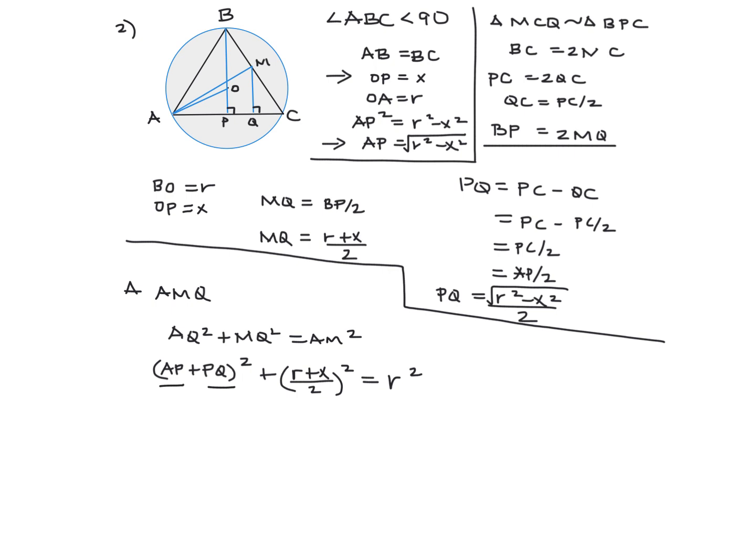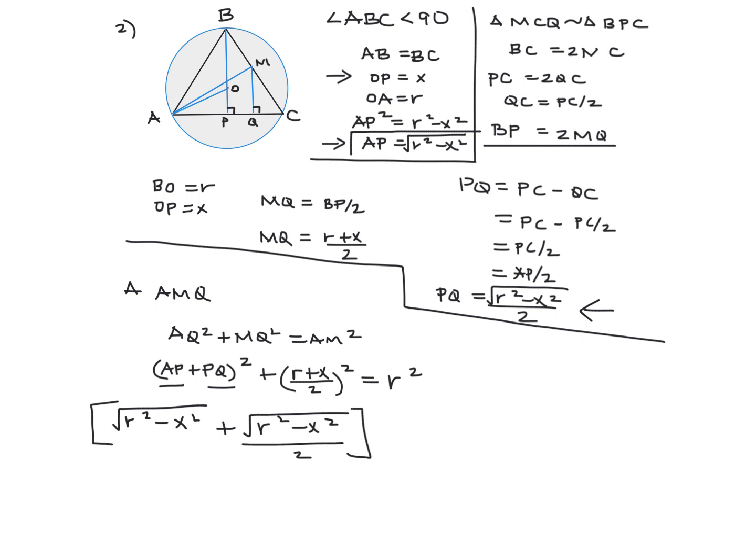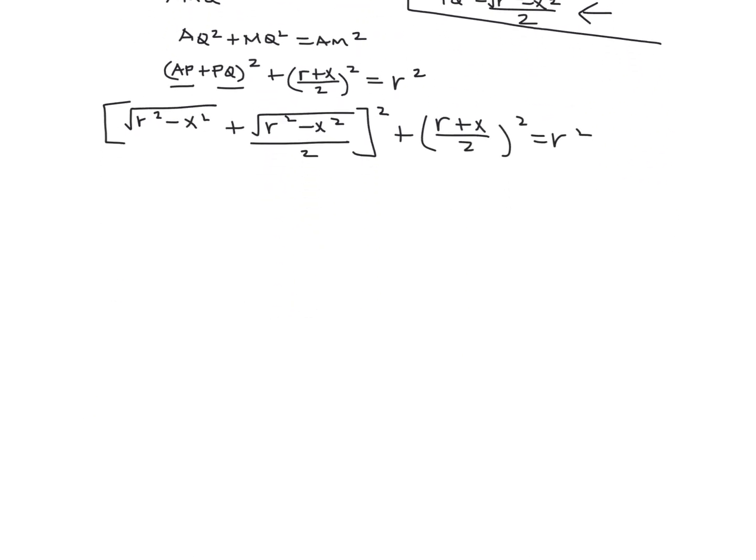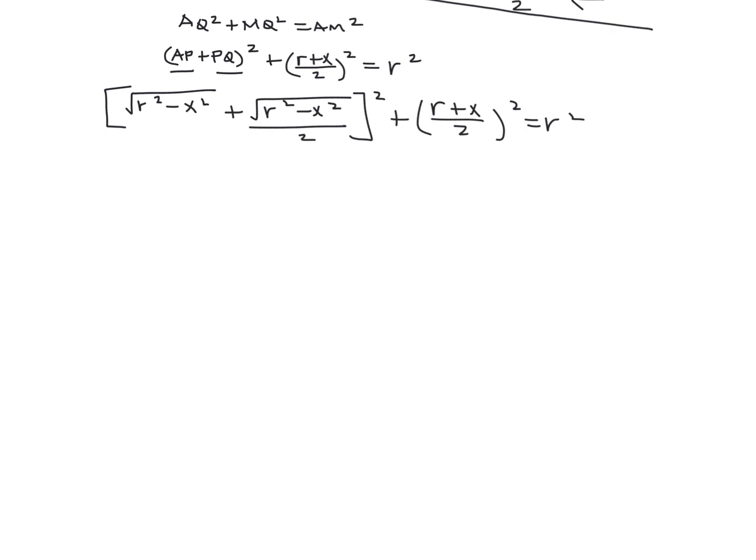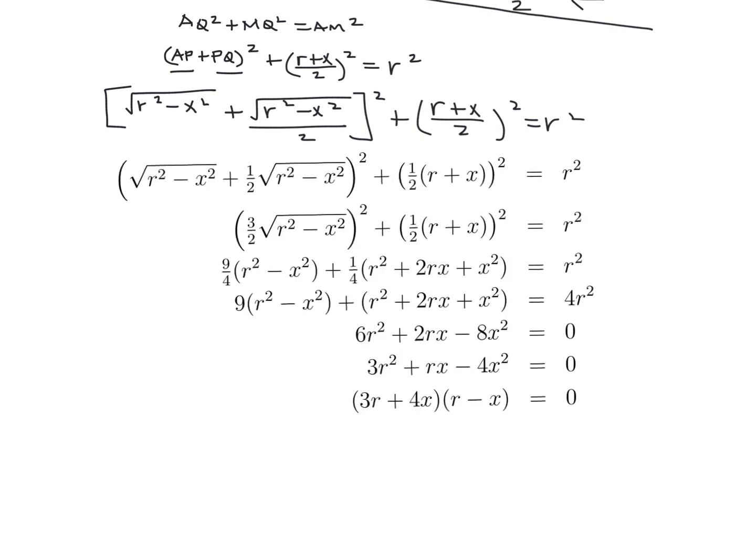All right, so now let's concentrate on AP and PQ. AP is from here. Remember this guy? So that's R squared minus X squared square root. And then PQ is right here. So R squared minus X squared over 2. And that's all squared. And then we got this R plus X over 2 all squared. And that equals R squared. So this is my monster equation. And we'll break it down. So there is the breakdown of that. Once we do everything, expand, collect like terms.